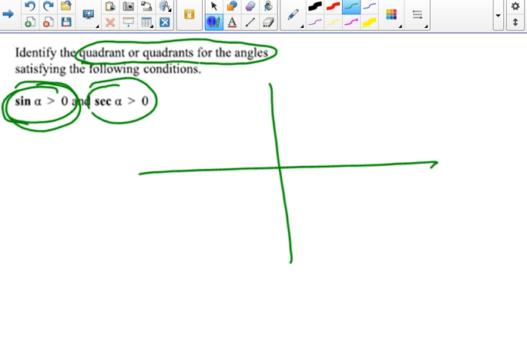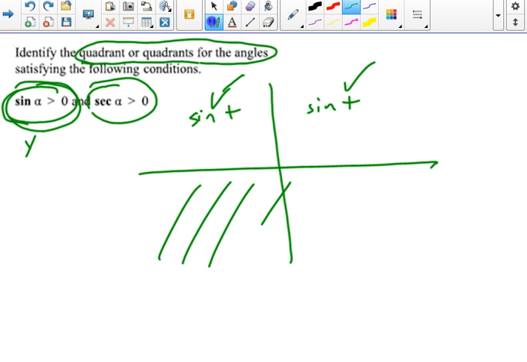Well, the sine goes with y, right? So wherever y is positive, that would lead it down to one of these two, either this one or this one. In both of these, the sine would be positive. So not down here. It's got to do both.